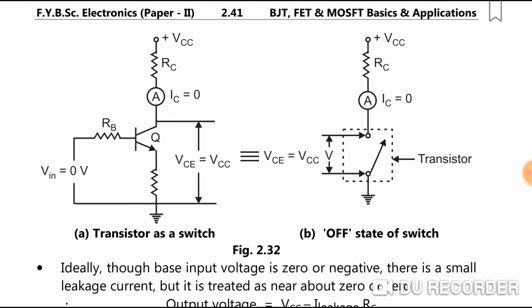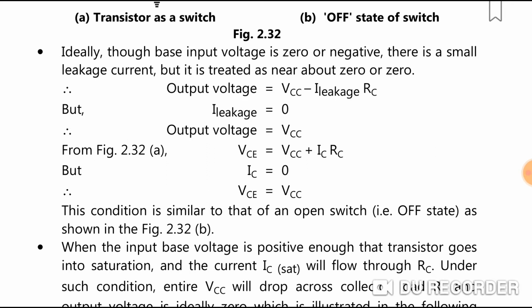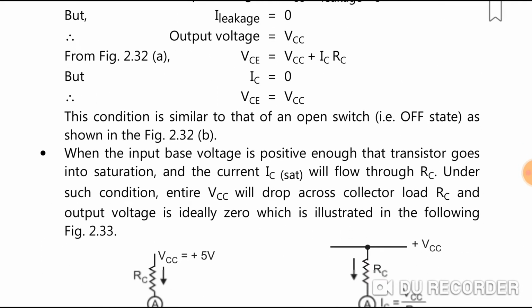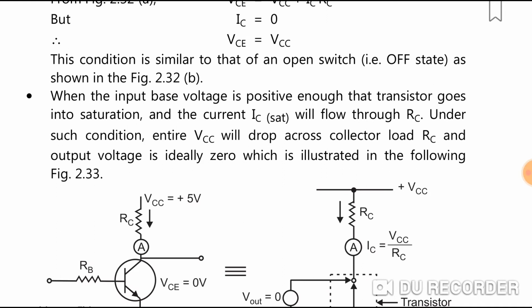So, transistor as a switch. This is the off state of a switch. Ideally, though the base input voltage is 0 or negative, there is a small leakage current, but it is treated as near about 0. So output voltage is equal to VCC minus I leakage times RC. I leakage is equal to 0, so output voltage is equal to VCC. From this figure, VCE is equal to VCC minus IC times RC. IC is equal to 0, so VCE is equal to VCC. This condition is similar to that of an open switch, that is the off state, as shown in the figure.